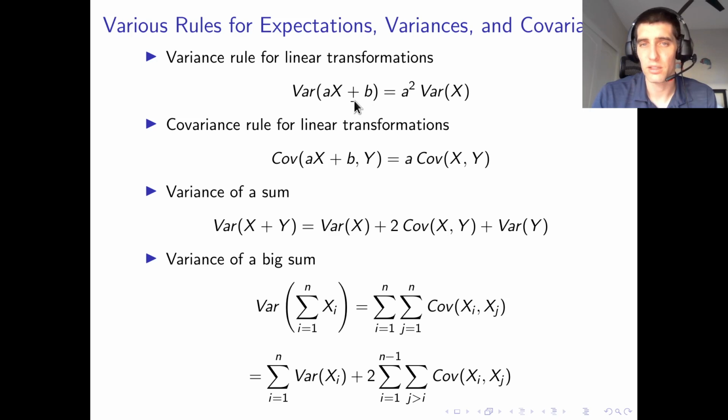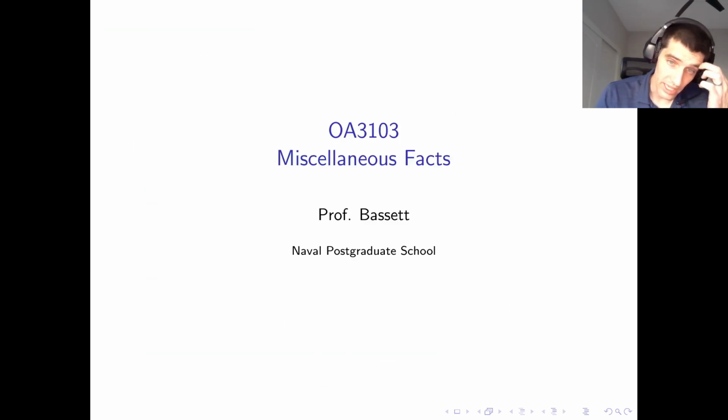Well, the b doesn't affect anything. This is just a constant. And the a can actually come out, and when it comes out, it is squared. So the variance of a times x plus b is a squared times the variance of x. Okay?